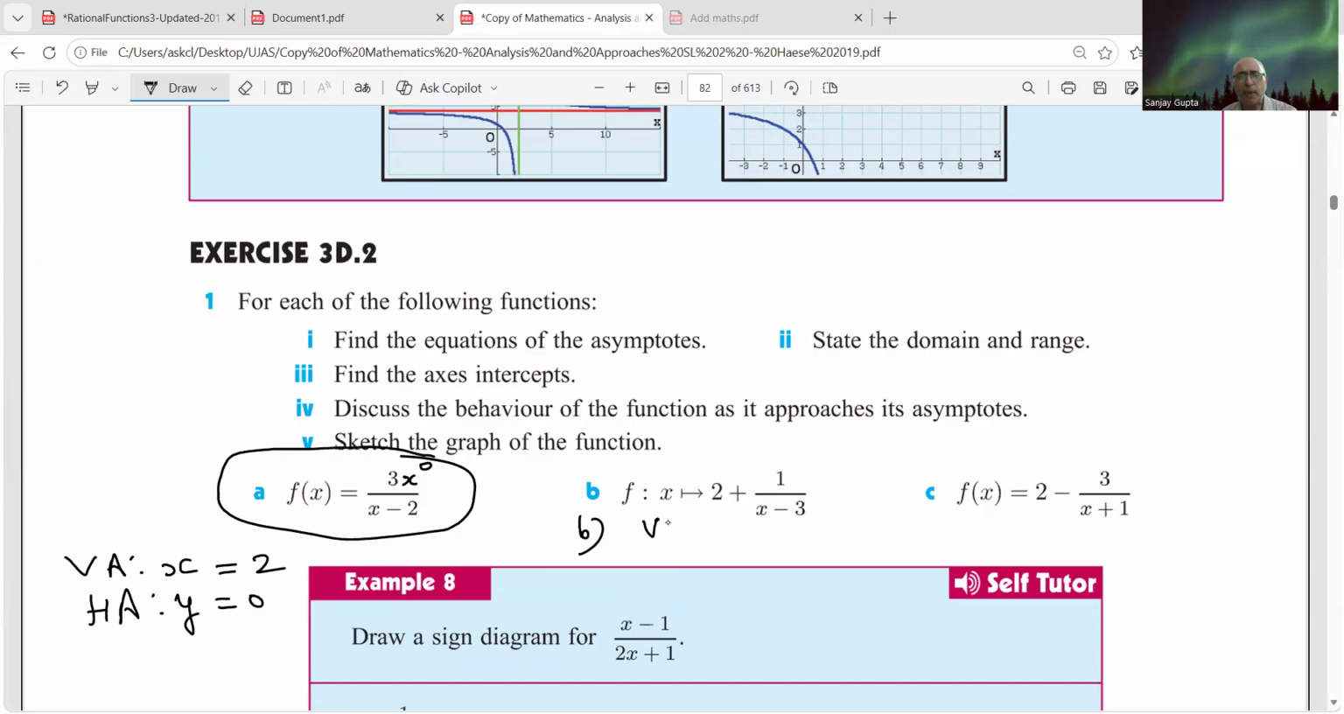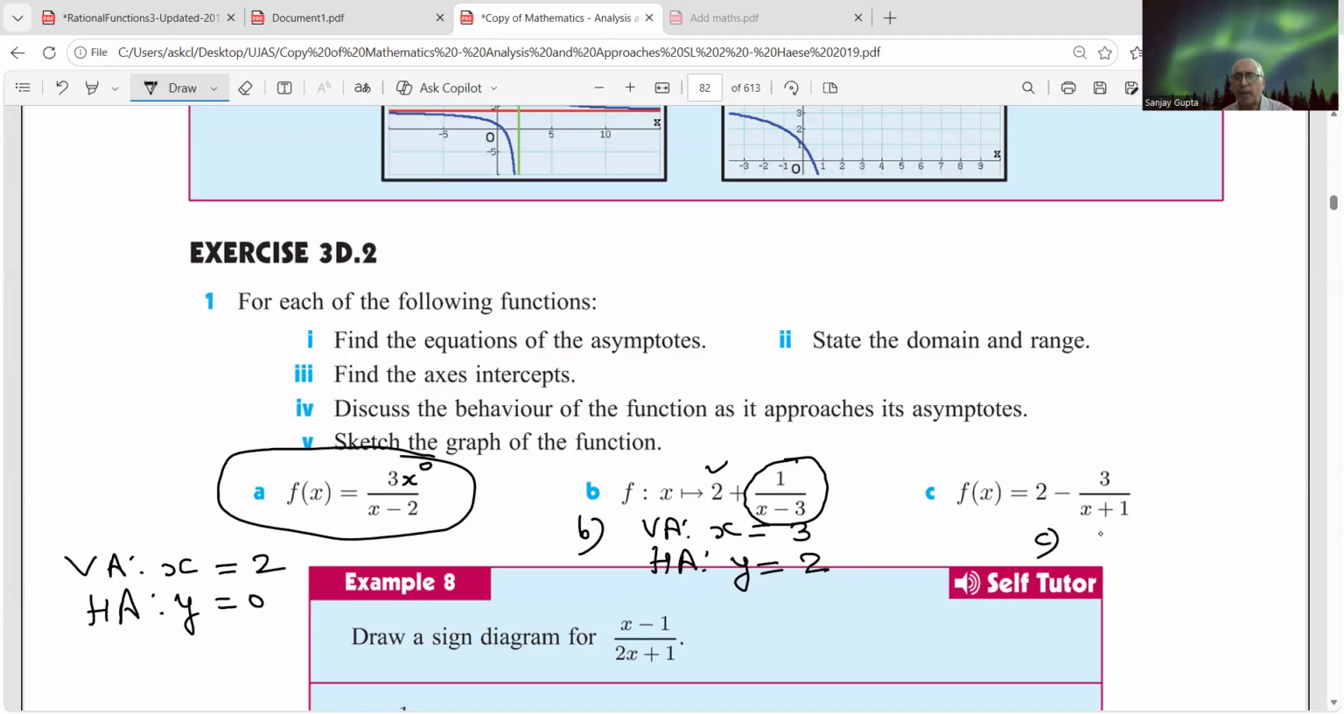Second one, B part, vertical asymptote is that value of x which makes the denominator 0, so x equal to 3. And horizontal asymptote is going to be y equal to, if I just take 1 over x minus 3, then y can't be 0. And if y can't be 0, then 2 plus 0 can't be 2. So horizontal asymptote is y equal to 2. Because 2 is being added to something which cannot be 0. When 2 is added to something which cannot be 0, then the whole thing cannot be equal to 2. So y equal to 2 becomes your horizontal asymptote. That means the graph will never touch the line y equal to 2. Is that right? Because if 2 was not there, then the horizontal asymptote was y equal to 0. And now 2 is being added, so it becomes y equal to 2.